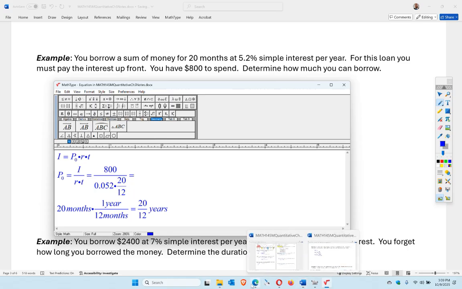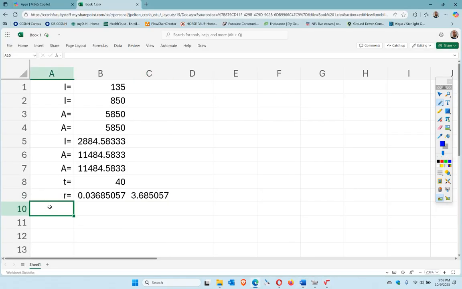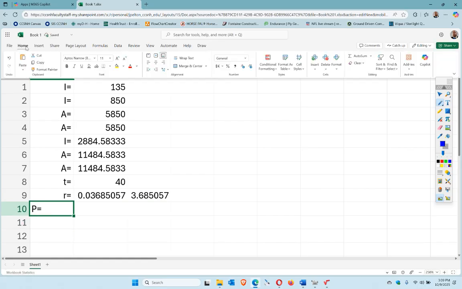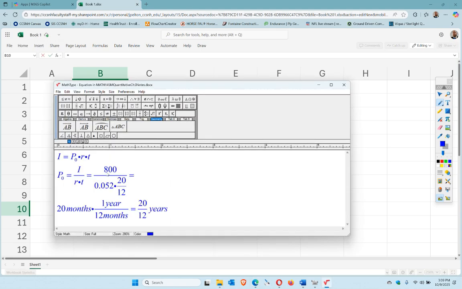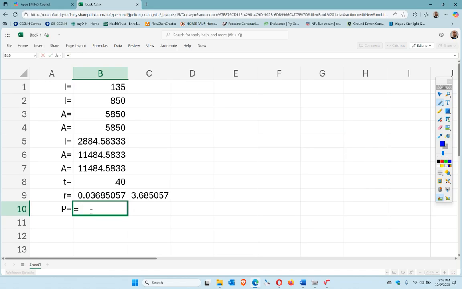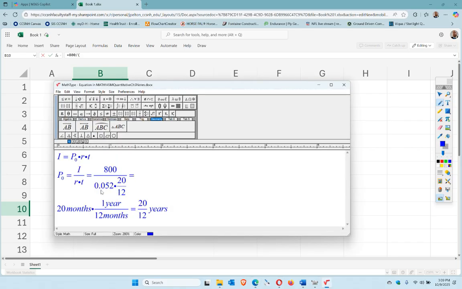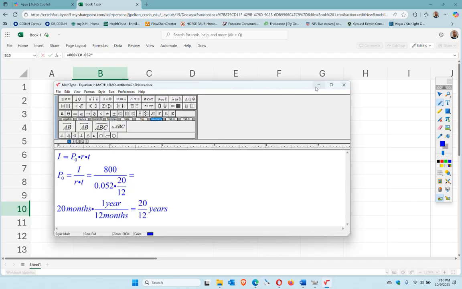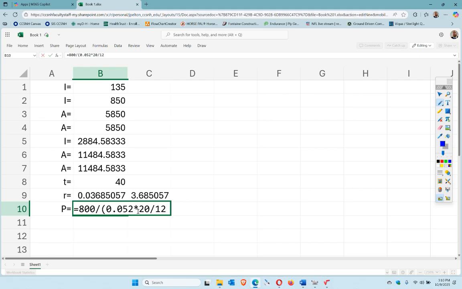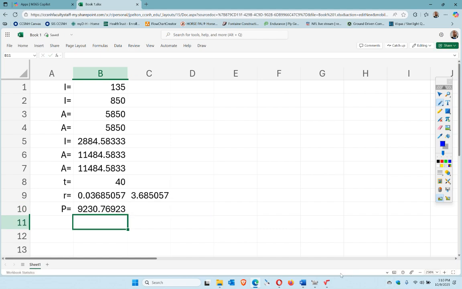Okay, so I'm going to go to my spreadsheet. So we're going to do P equals, and shift that to the right. Okay, all right, so it's going to be on the top, the 800 divided by, we need the parentheses because if you look in here, there's two things in here. There's the 0.052. There's the interest. Times the ratio of 20 over 12. 20 divided by 12. Right? So the whole thing is in the denominator because of those parentheses, correct? So we get that amount there.